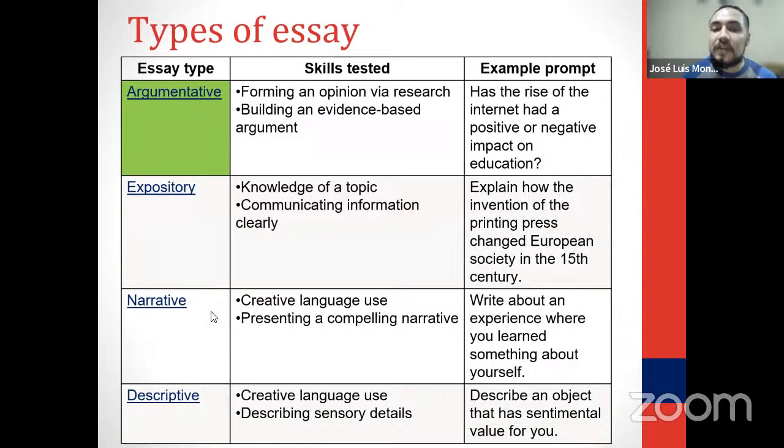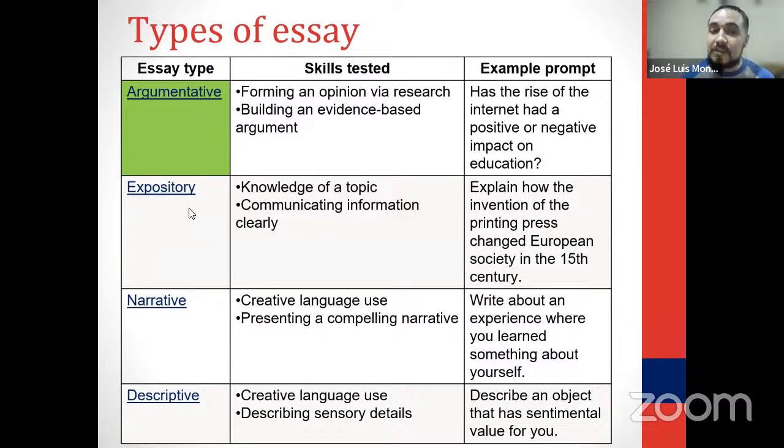Narrative, I'm going to read that one. Creative language use, presenting a compelling narrative. It means you're going to narrate something. Write about an experience where you learned something about yourself. This is very simple. It's like a personal essay. You talk about something in first person, and that's it.